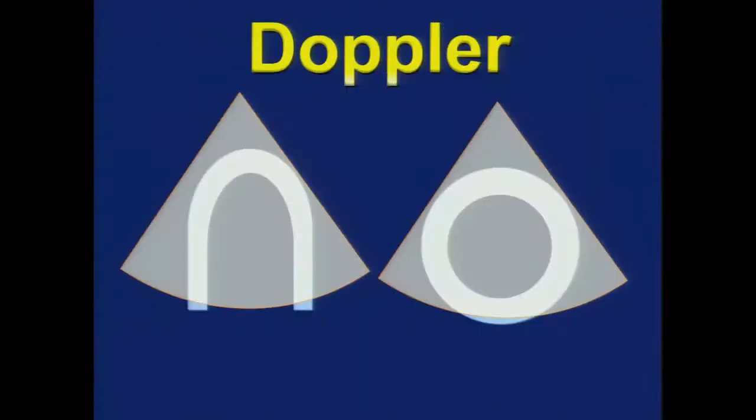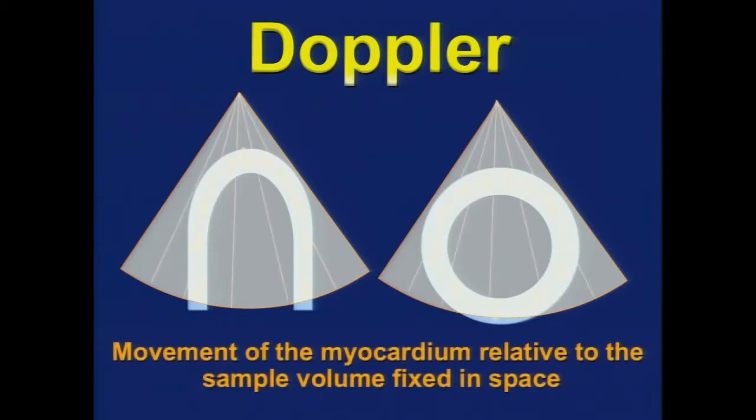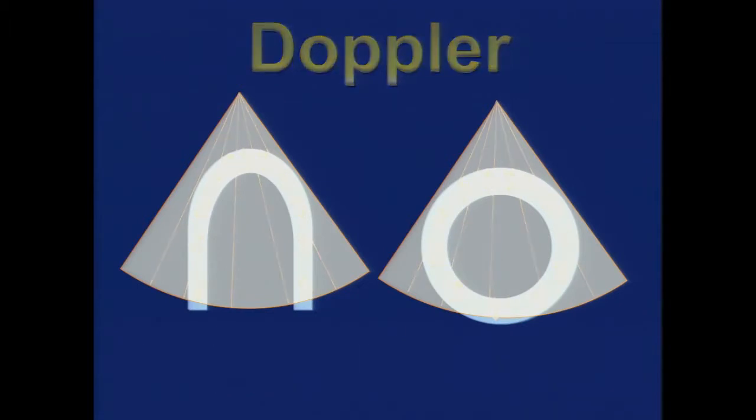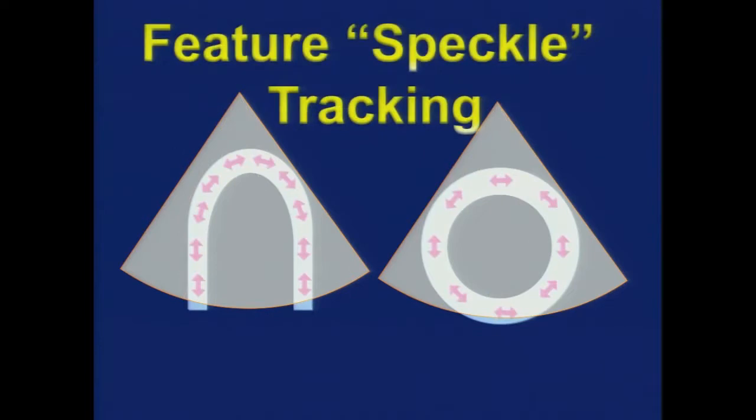So we've talked predominantly about Doppler-based techniques. Doppler-based techniques have some limitations to any movement of the myocardium relative to that sample volume, which is fixed in space. If the myocardium moves off that, it's hard to evaluate that. So to overcome this limitation, one can look at Doppler-independent techniques, feature or speckle tracking, which allows you to look at longitudinal, circumferential, as well as radial parameters of motion.